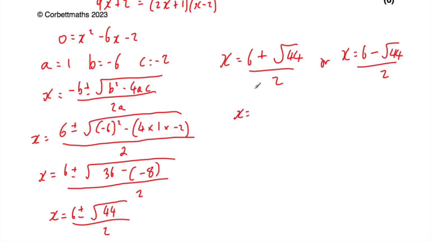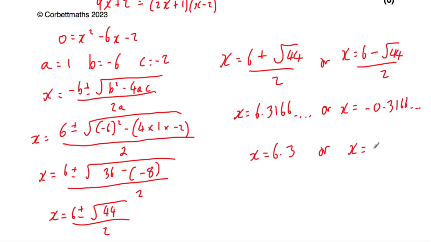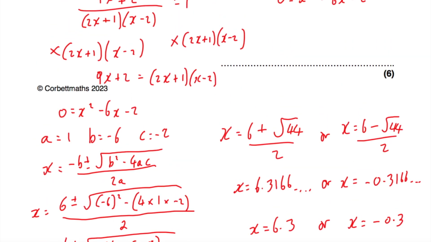So x would be equal to, and I'm just going to get my calculator and type this in, 6.3166 and so on, or x would be equal to minus 0.3166 and so on. And we've been asked to give our answers to one decimal place. So here x would be equal to 6.3, or here x would be equal to minus 0.3. So we've rounded those to one decimal place, and we've got our answers. Let's write that down. x equals 6.3, or x equals minus 0.3. And there are two solutions, and that's it.